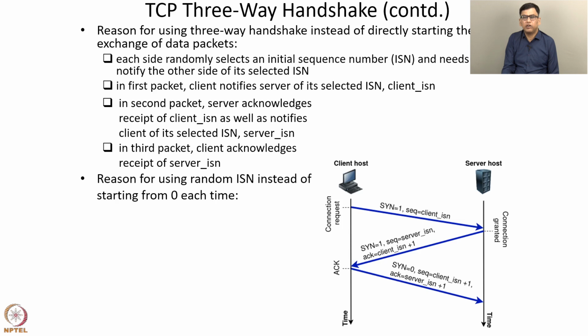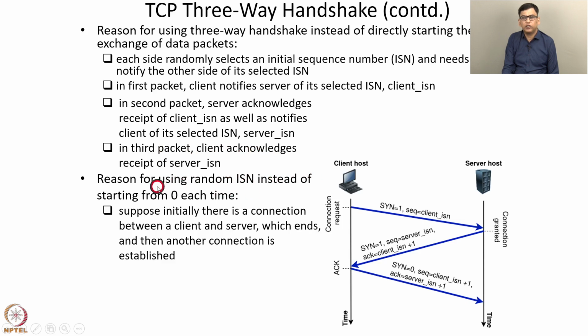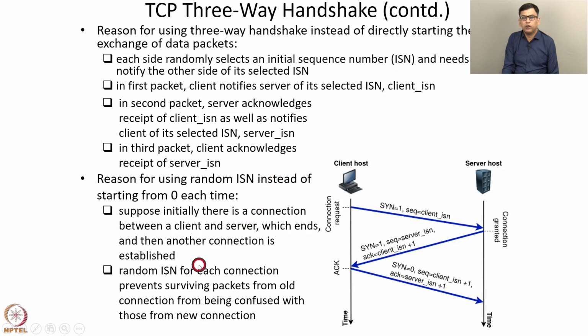So now these initial sequence numbers have to be informed to the other party because they are random values. But what is the reason for using random initial sequence numbers instead of starting with a sequence number of 0 each time? So the reason is the following. Suppose initially there is a TCP connection between a client and the server, and then that connection ends, and some other connection is then established between the same client and the same server. So there may be some surviving packets from the old connection which got delayed in the network, but which were not dropped. They reached the destination late.